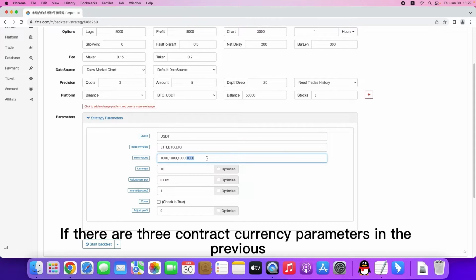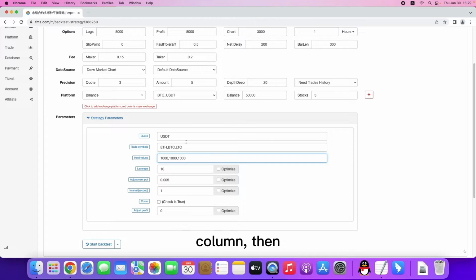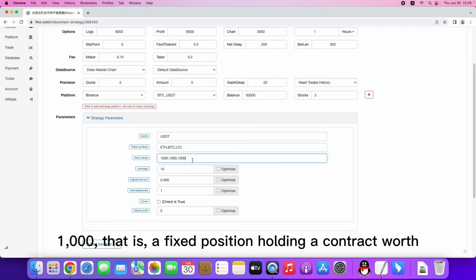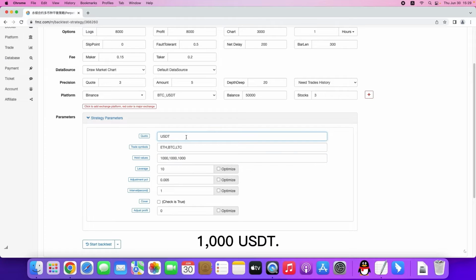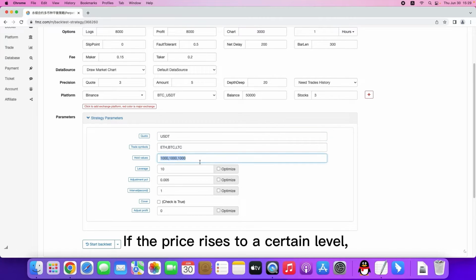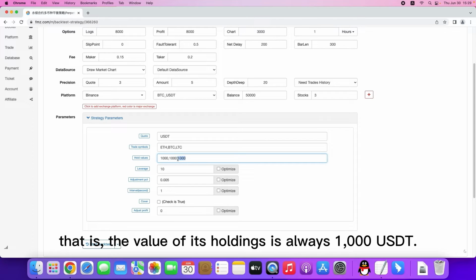If there are 3 contract currency parameters in the previous column, then the corresponding holding value also needs to be set to 3 parameters. The holding value is set to 1,000, that is, a fixed position holding a contract worth 1,000 USDT. If the price rises to a certain level, some long positions need to be closed. If the price falls to a certain level, a certain long position needs to be filled. That is, the value of its holdings is always 1,000 USDT.